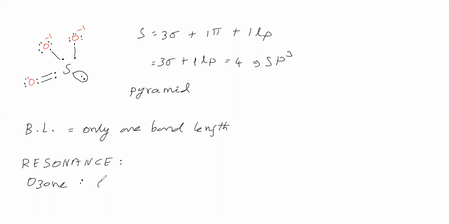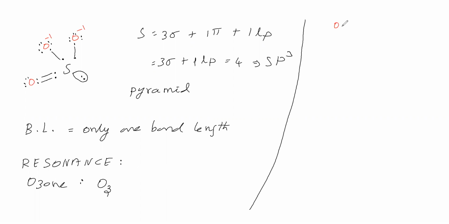For ozone, what is the formula? In the ozone molecule, 3 oxygen atoms are there. So what is the Lewis dot structure for this ozone, that we will see. Ozone molecule contains 3 oxygen atoms, and those 3 oxygen atoms we will write.